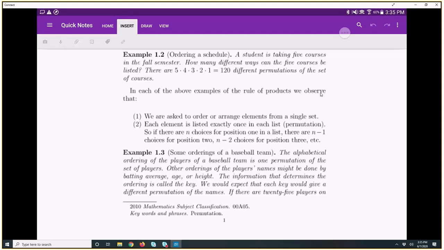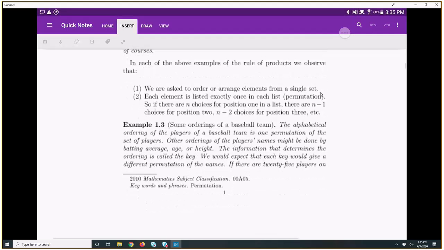So in each of the above examples where we used the rule of products, we'll note that we were asked to order or arrange elements from a single set, and each element is listed exactly once in each list. This is called a permutation. So if there are n choices for position 1, then there will be n minus 1 choices for position 2, n minus 2 choices for position 3, and so on.